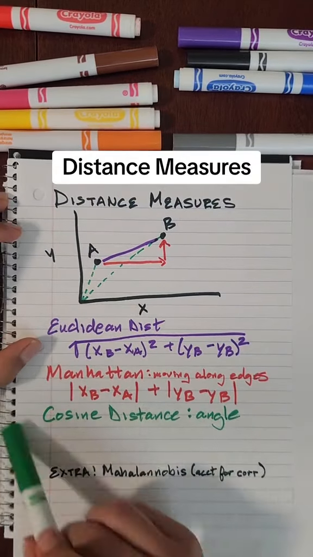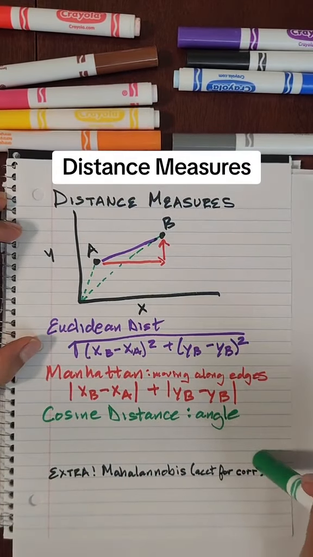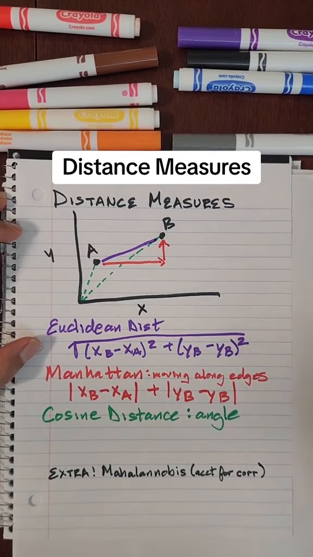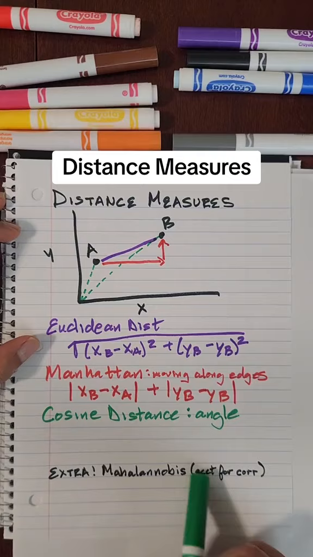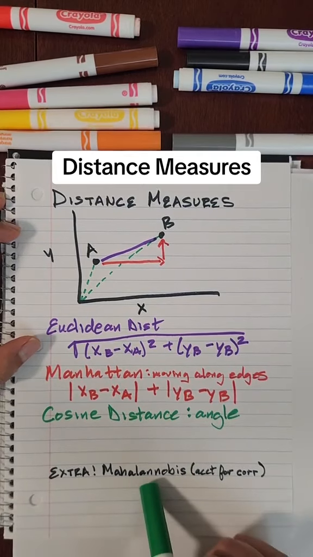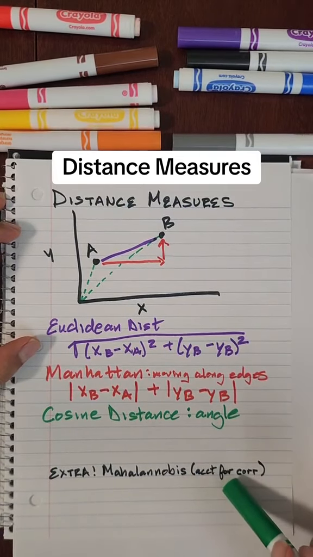We have a separate video describing cosine distance in a little bit more detail. But yep, these are 3 example ways to measure distance between 2 points. And for extra material, you might be interested in something called Mahalanobis distance, which also accounts for correlation between different features as well.